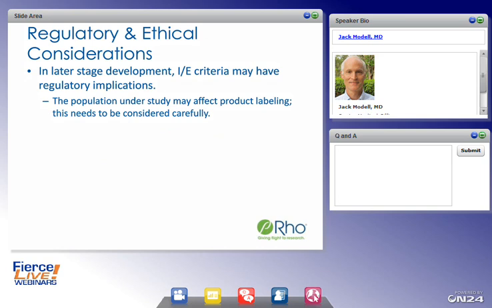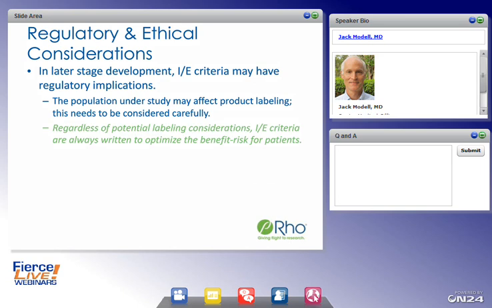Some regulatory and ethical considerations. In later stage development especially, your inclusion-exclusion criteria may have regulatory implications, so certainly consider that. But in all cases, please, always, the goal is to optimize the benefit risk for patients, not to optimize the number of sales, not to optimize the broadness of the label, unless you can do that without also ensuring safety and efficacy for patients. So safety and efficacy is foremost, but otherwise, as we said, broad criteria for inclusion-exclusion, as long as it's safe to do it, and as long as it gives you the population where you're trying to generalize the results from.